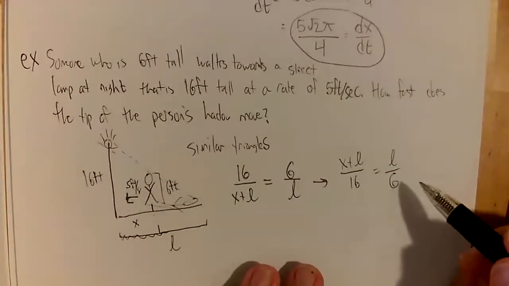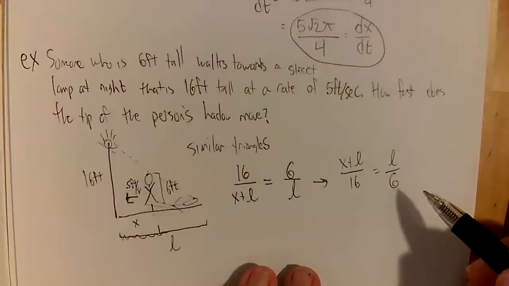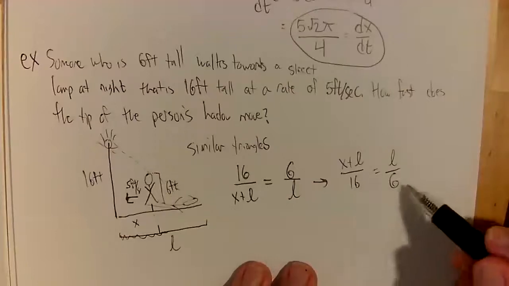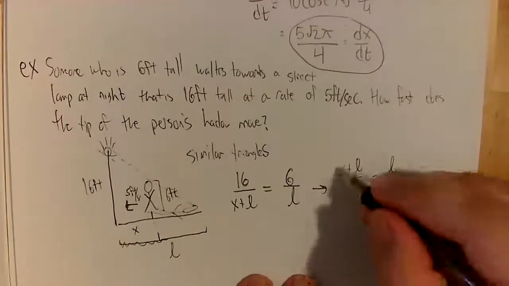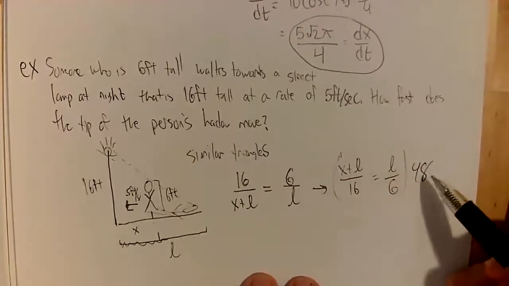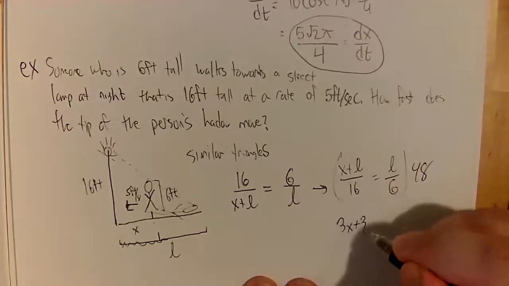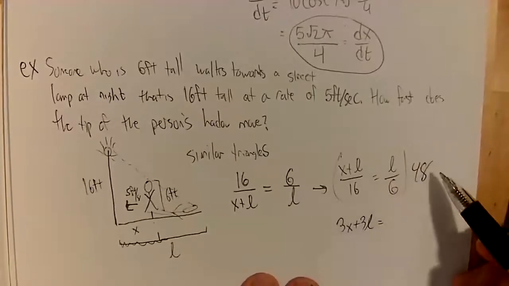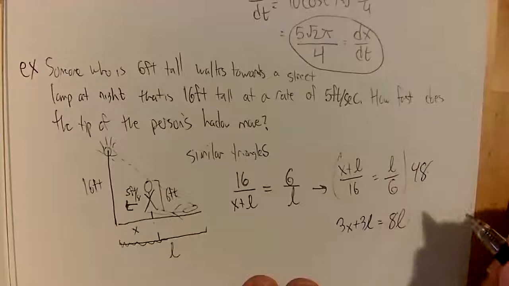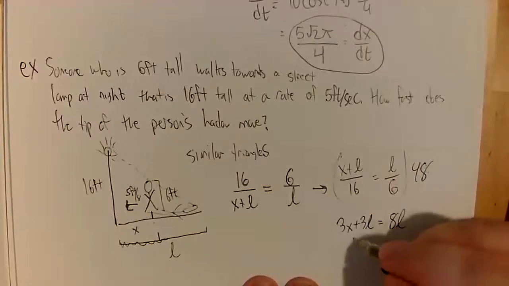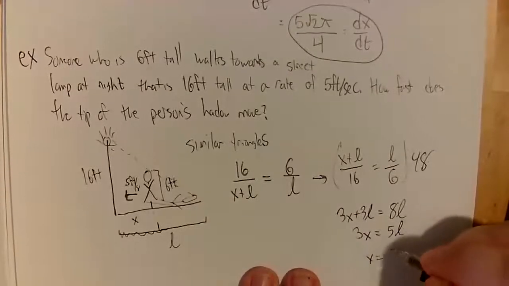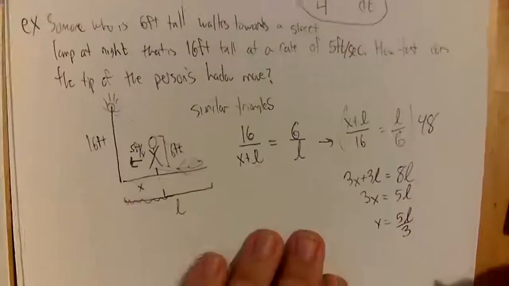All right. Next, I'm going to multiply by a common denominator here. I'm going to multiply both sides by 48. This will help with the fractions here. So this is going to turn into 3x plus 3L. And then we have 48 over 6, which is going to be 8. And then we could subtract 3L. 3x is 5L. And then x is going to be 5L over 3.